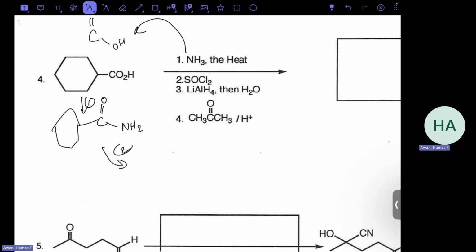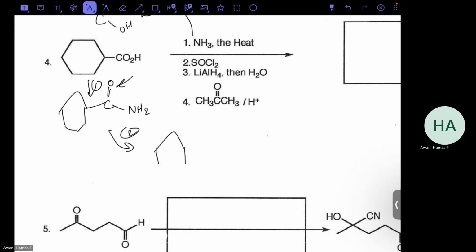Second step, so this carbonyl is going to go away and create a triple bond with this carbon right there and get rid of these hydrogens. So the product of step 2, no, not a benzene, is C triple bond N, right? Lone pair if you want.